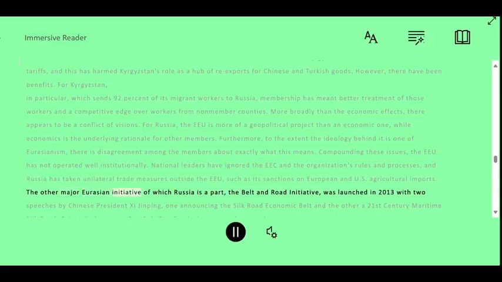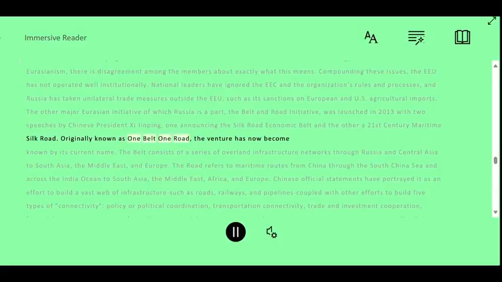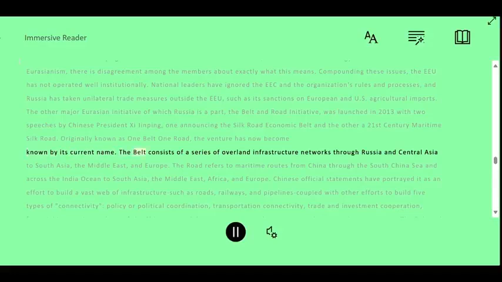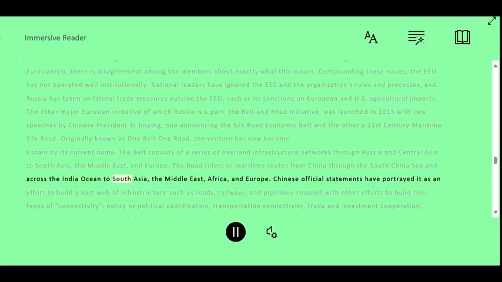The other major Eurasian initiative of which Russia is a part, the Belt and Road Initiative, was launched in 2013 with 2 speeches by Chinese President Xi Jinping, one announcing the Silk Road economic belt and the other a 21st-century maritime Silk Road. Originally known as One Belt, One Road, the venture has now become known by its current name. The belt consists of a series of overland infrastructure networks through Russia and Central Asia to South Asia, the Middle East, and Europe. The road refers to maritime routes from China through the South China Sea and across the Indian Ocean to South Asia, the Middle East, Africa, and Europe.